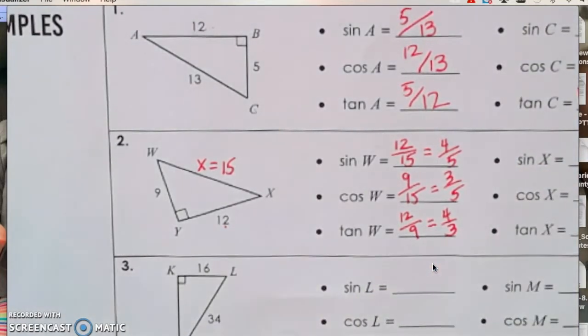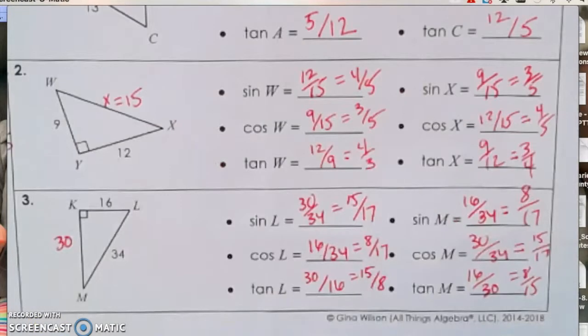What I want you to do now is to go through, give these a shot on your own. You're going to have to find that missing side then for number 3 as well, but just set up the ratios and reduce them. Here we go.